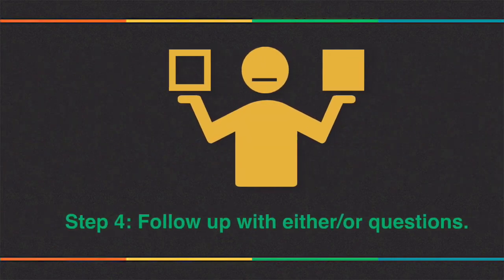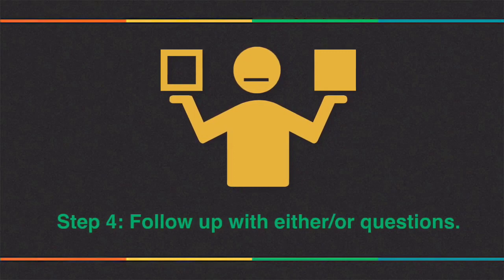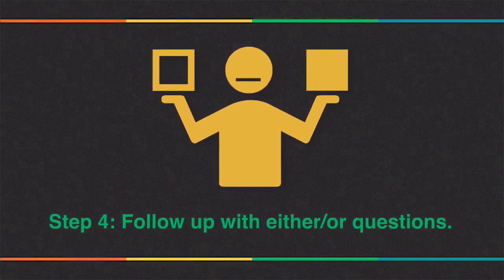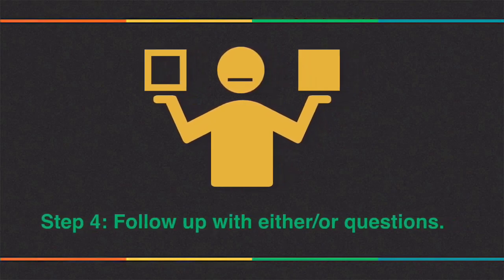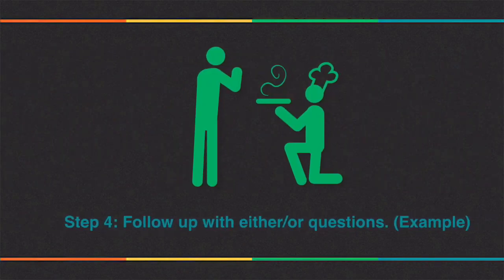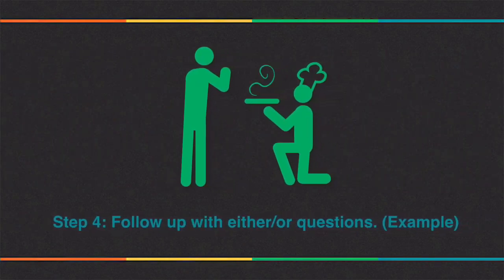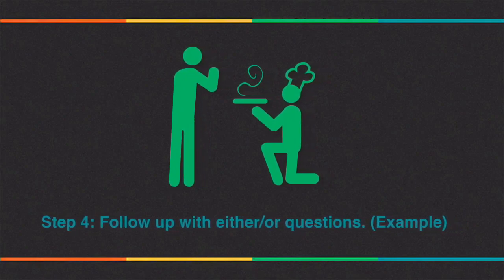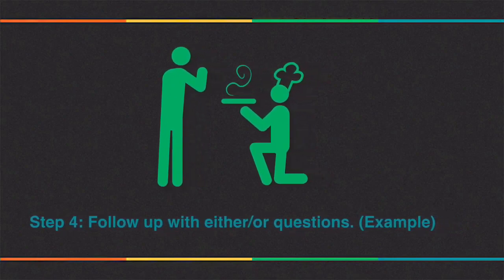Step 4 is a follow-up and should come directly after Step 3 questions. Step 4 are either-or questions. Okay, so you might ask a follow-up question like, does John drop a pizza or does John eat a pizza?